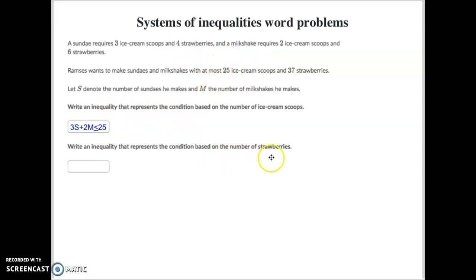Now, how about the strawberries? Well, it takes how many strawberries per sundae? That's right, it takes 4. So 4S plus how many strawberries per milkshake? Holy cow, 6 of those things. 6 per milkshake. And that needs to be less than or equal to 37. I know, I got to change that to an equal sign, so let me underline that. There we go. So 4 strawberries per sundae plus 6 strawberries per milkshake has to be less than or equal to the 37 we have available. Hopefully that makes good sense to you.